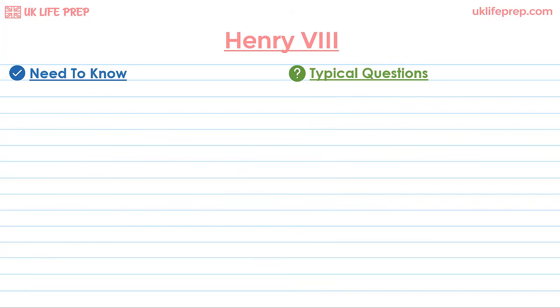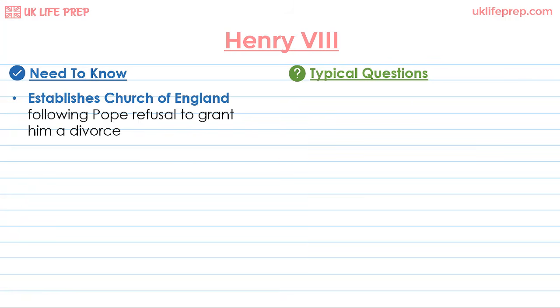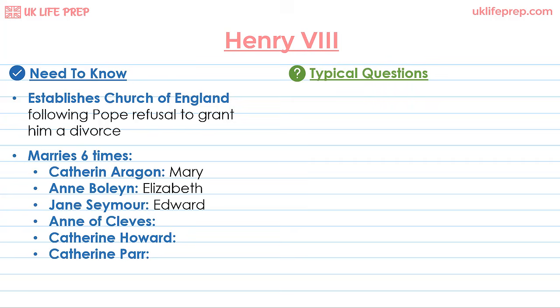Henry VIII was the son of Henry VII, and is most famous for breaking away from the Church of Rome, as the Pope refused to grant him a divorce from his first wife. As a result, Henry establishes the Church of England, where the king, not the Pope, holds the power. Henry VIII goes on to marry 6 times.